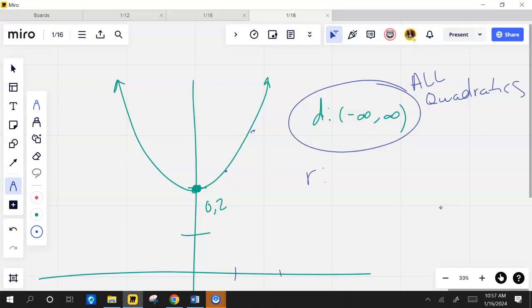Bottoms up. 2 to infinity. It starts at 2. It goes up forever. Do I need a bracket or a parenthesis on 2? A bracket. It's always going to be a bracket because that point is always included, right? That's my vertex on this one. And in fact, that's what that's always going to be, is the y part of your vertex. Always. Well, it depends on if it opens up or down. Let me show you one that goes down.